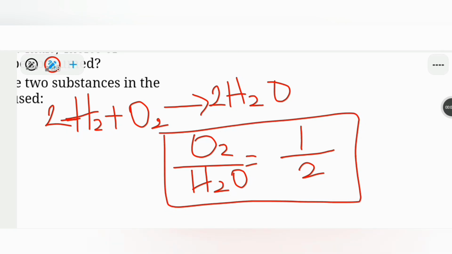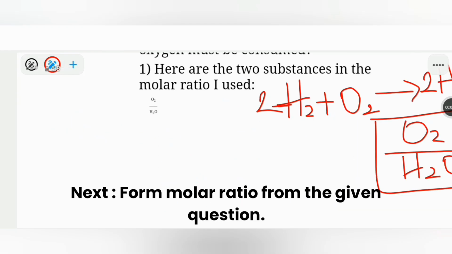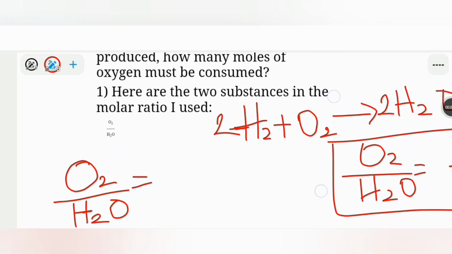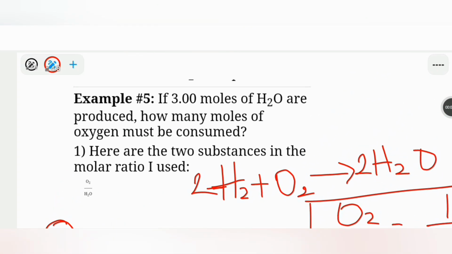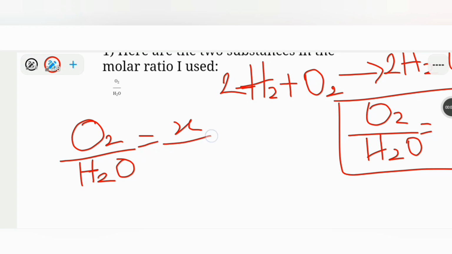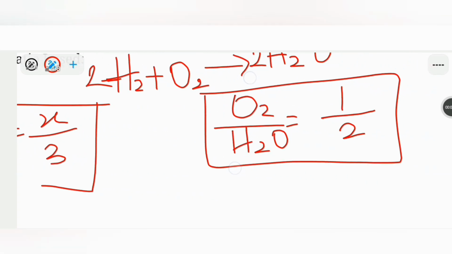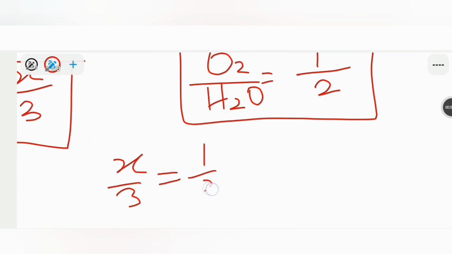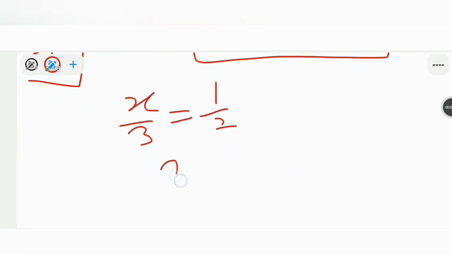The next one is to form the molar ratio from the question. So I'll do another O2 over H2O, from the question now. I'll check the question: 3 moles of H2O are given. I'm looking for oxygen, so oxygen will be X. This one is not known, and this one is known, it is 3 in the question. So this is the molar ratio from the question, and that is the molar ratio from the equation. Equate the two of them, so you have X over 3 is equal to 1 over 2. It's X you are looking for. Cross multiply, 2X.